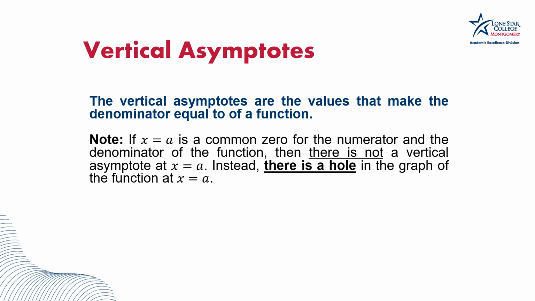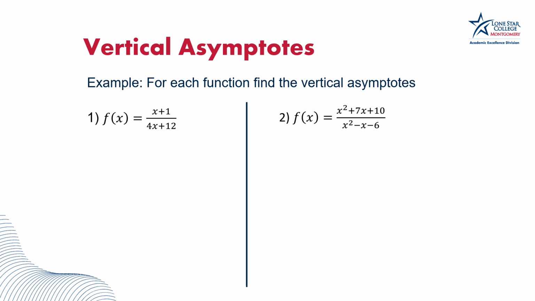One thing we have to note though is if x equals a is a common 0 for both the numerator and the denominator of the function, then there is no vertical asymptote at that x equals a. Instead, there's a hole in that graph, because if we had the same common 0 on both top and bottom, they would effectively cancel out or be removed, and that removal will create a hole in the graph. So let's look at some examples here on how to find vertical asymptotes of rational functions.